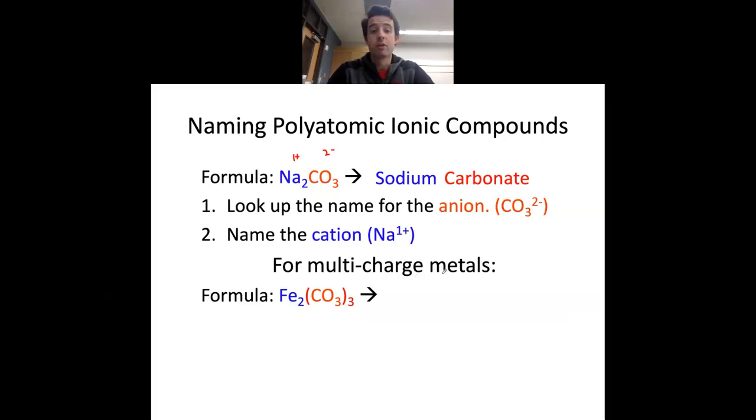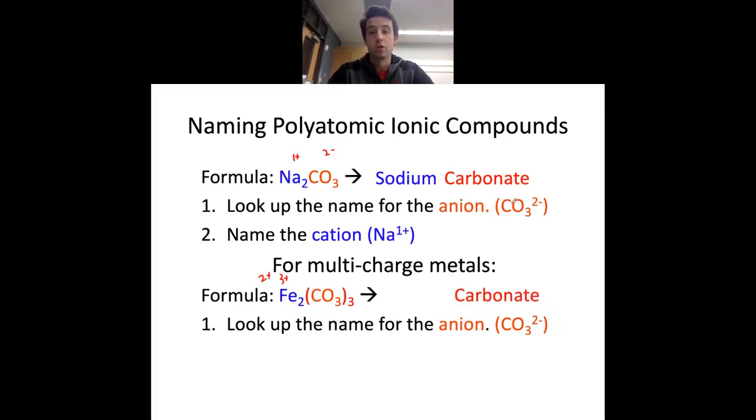For multi-charge metals, the process is a little bit more complicated because you have to use what you know about the polyatomic ion to figure out what the charge of this metal is. Remember, Fe can have 2 possible charges. It could be a 2+, or it could be a 3+. So we're going to have to figure out in this specific instance, is it 2 or is it 3? The first rule is the same as the rule before. You look up the name of the anion, which in this case is carbonate. So that first rule for both these cases is identical.